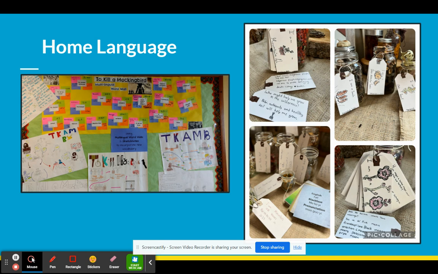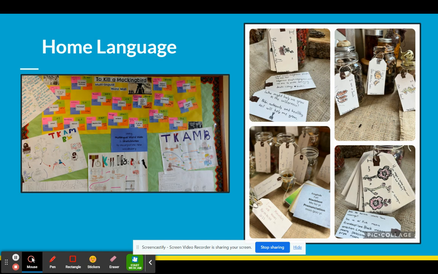So you can see here in the example, we have words in English related to To Kill a Mockingbird, and then students have added their home language on the bottom to help relate to the English words. We also have some jars here with some examples of words in the Blackfoot language and also lists how to pronounce those words. So another example of home language.